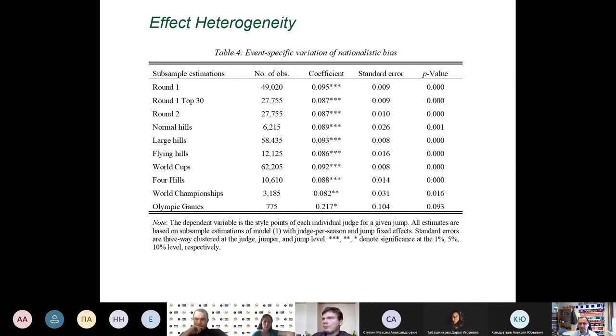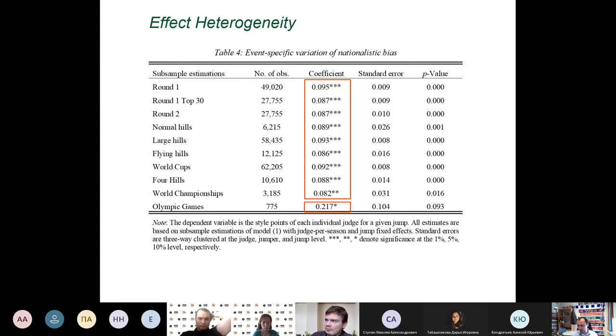Maybe the bias differs between different competitions and between different rounds. In fact, we see that it doesn't matter whether this is round one, or round two, or only top 30 of round one, or this is normal hills, or whatever. So we cut the data and we see that the nationalistic bias, according to which judges assign significantly higher scores to their compatriots, is more or less the same. The only difference is the Olympic Games with really 0.21 higher bias.